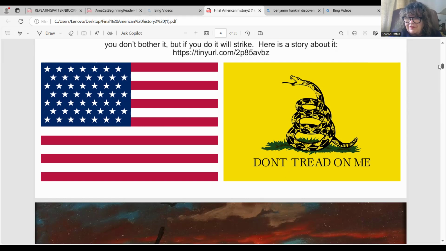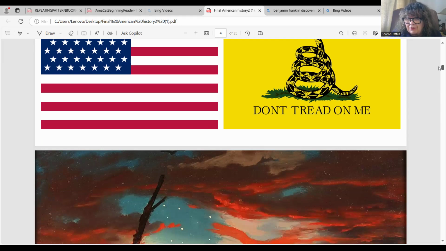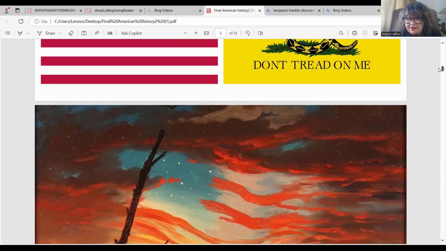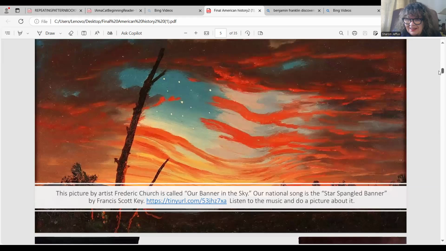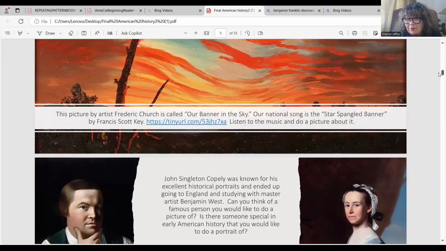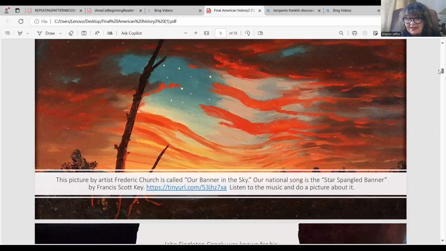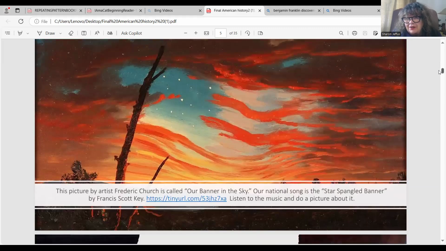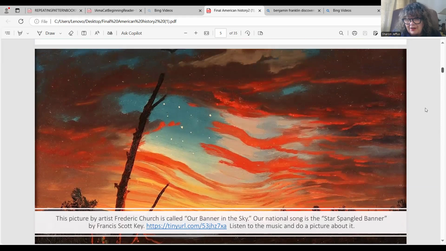And it might be really fun for you to try to come up with a very original idea while listening to music. Frederick Church did this picture, and isn't it amazing? You have the clouds and you have the stars, and it almost looks like an American flag in a landscape. Now you've probably seen a lot of different American flags, maybe with an eagle on it. And what's a great thing is if you come up with an original idea, that's really exciting.